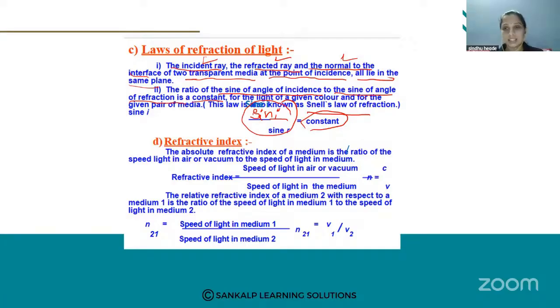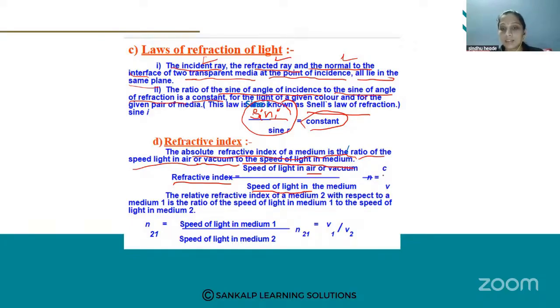Next one, refractive index. This concept is very simple. What is refractive index? The absolute refractive index of a medium is the ratio of speed of light in air or vacuum to speed of light in the medium. Again, here we consider two types of mediums. Refractive index is the ratio of speed of light in air or vacuum to speed of light in medium.